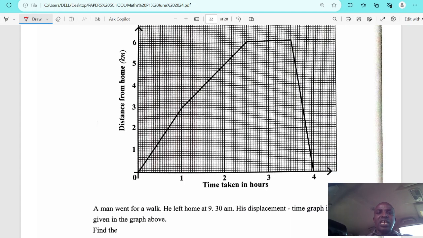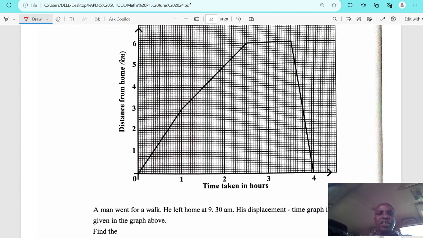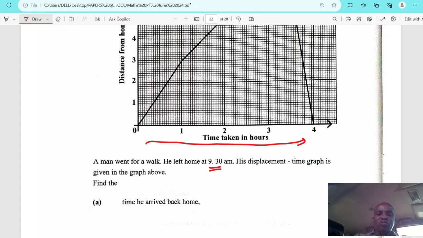Next, this one is a distance time graph. These are trivial graphs. What are they saying here? They're saying a man went for a walk. He left home at 9:30. His displacement time graph is given in the graph above. Then find the time he arrived back home. Right? He took how many hours? 4 hours.